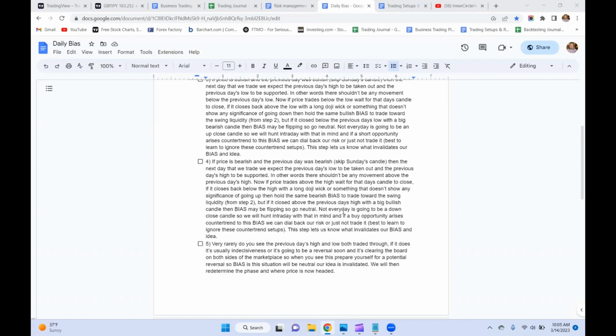And if a buy opportunity arises counter trend to this bias, we can dial back our risk or just not trade it. It's probably best to learn to ignore these counter trend setups. But this step lets us know what invalidates our bias and idea.